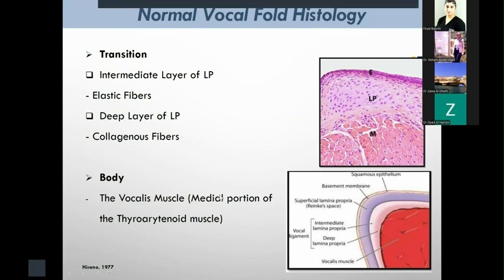The intermediate and deep layers of the lamina propria form together the vocal ligament, and they are composed mostly of elastin and collagenous fibers. And lastly and deepest, the body layer of the muscle, which is the vocalis muscle, that is the medial portion of the thyroarytenoid muscle.